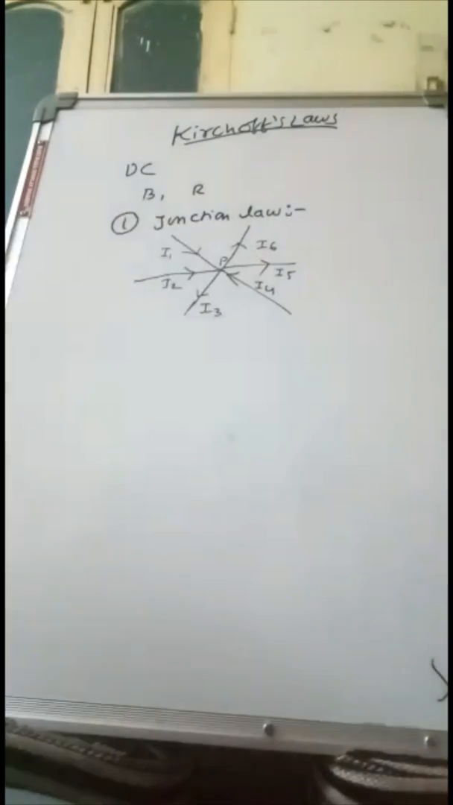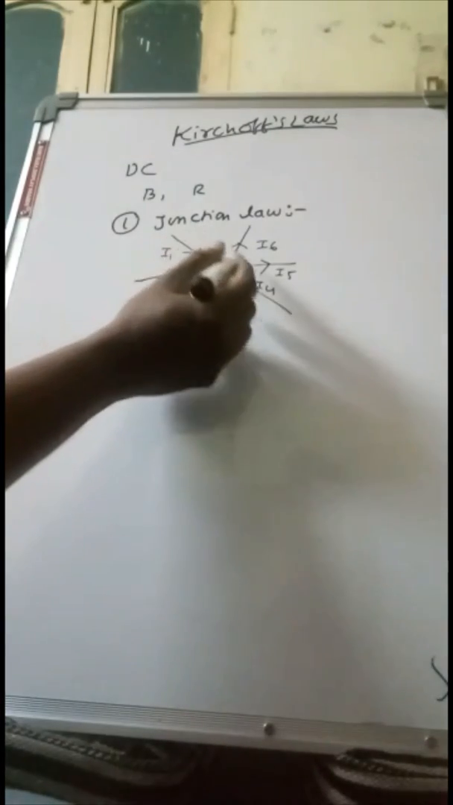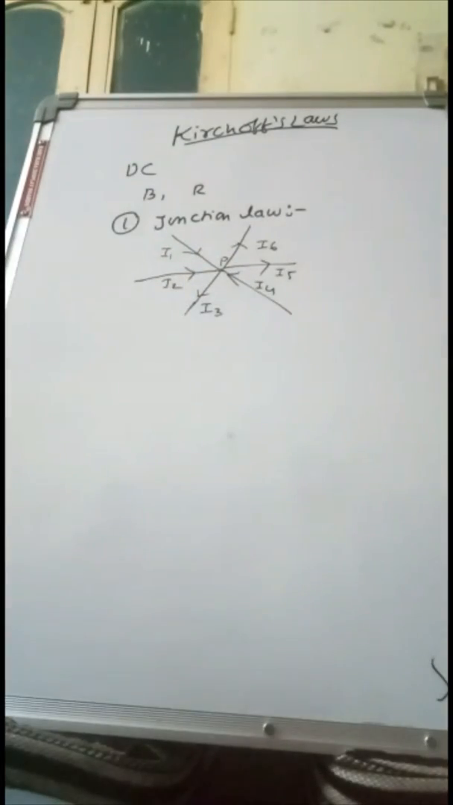Here we see that the current divides at this point P. The current drawn from the battery is equal to the sum of the currents through the resistors, and P is called a junction. The junction is a point where 3 or more conducting wires meet. Here we have 1, 2, 3, 4, 5, 6 wires, and the point where the 6 wires meet is called a junction.